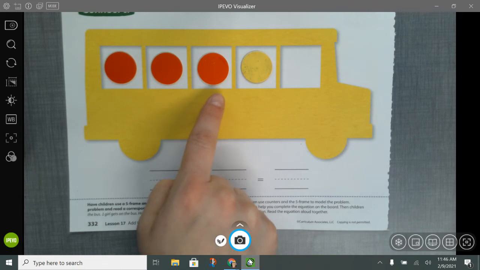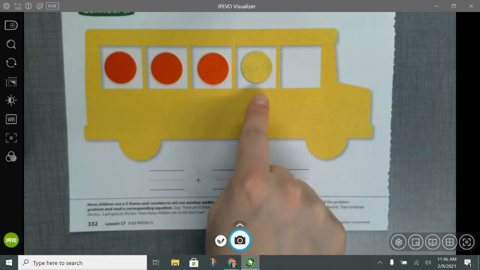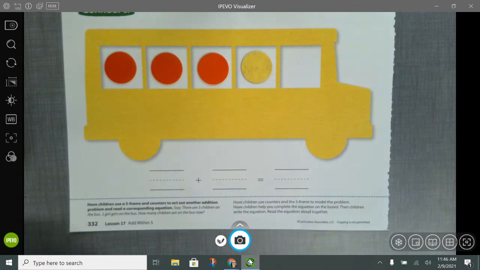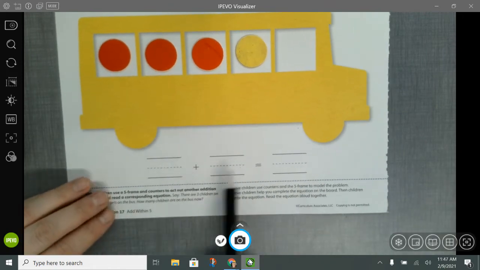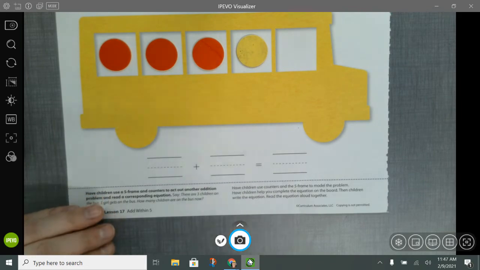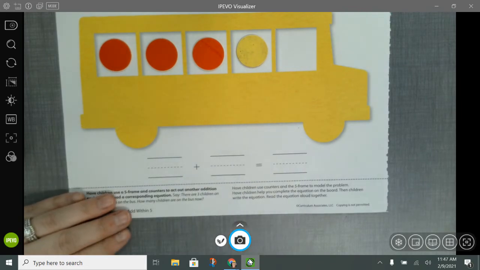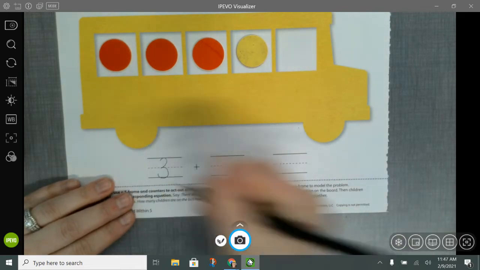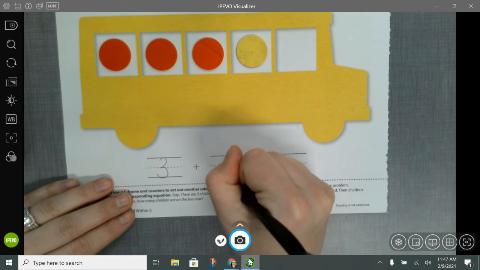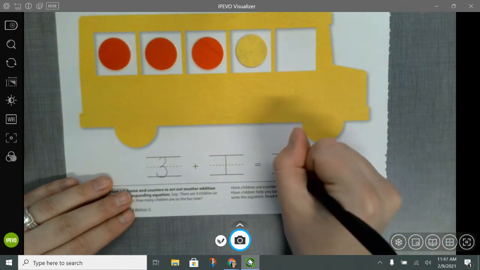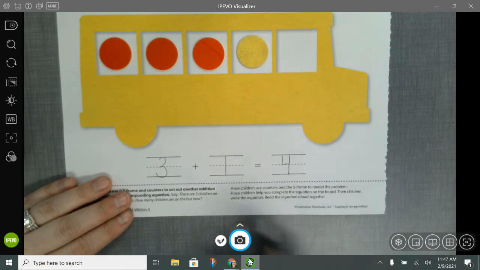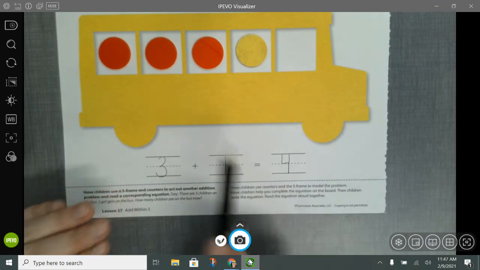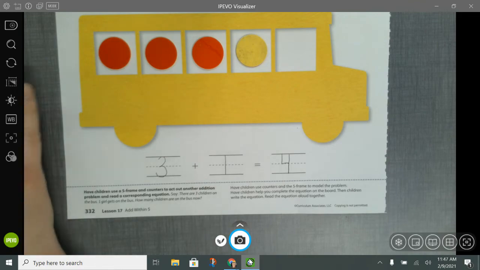Good. 3 children are on the bus. One more gets on the bus. Now there are 4 children on the bus. Now, I want you to go down here and write the equation to match it. Good. You should have written 3 plus 1 equals 4. So check yours. Make sure your equation matches mine. Excellent.